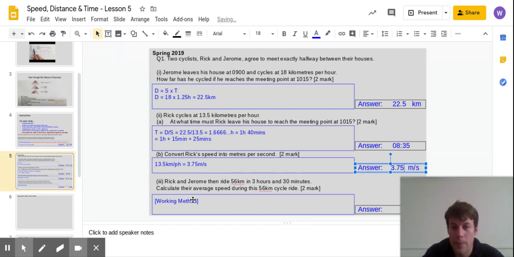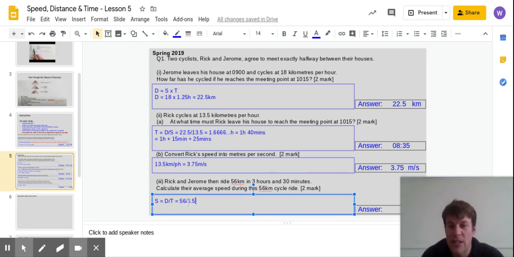And lastly, part 3. Rick and Jerome then ride 56 kilometers in 3 hours and 30 minutes. Calculate their average speed. So we need to work out speed. It's fairly obvious. Speed equals distance, which is always on the top, divided by time. And the distance is 56 kilometers. And the time is 3 hours, 30 minutes. That's 3.5. So I need to divide by 3.5.